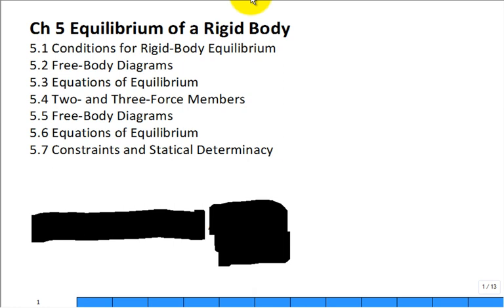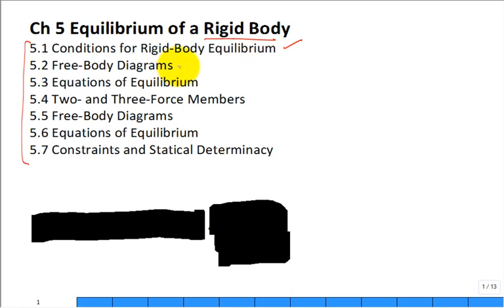So now we move into chapter 5. The title of chapter 5 is Equilibrium of a Rigid Body. I encourage you, when you start a chapter, to reread the title a few times, and maybe take a look at the major points that you can glean from the table of contents or the outline. You're going to look at section 5.1, conditions for rigid body equilibrium.